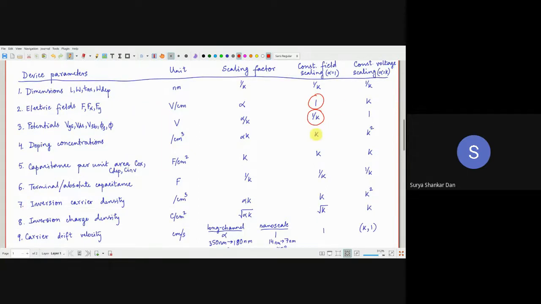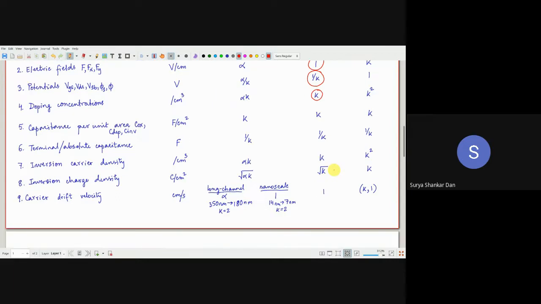The doping concentration, if you are doing constant voltage scaling, what will happen? The doping concentration will be increasing as a square of the scaling factor. So this is good. The capacitance per unit area, I mean, it doesn't matter. Let me not put a circle here. Okay. So I'm just mentioning which is the better of the two. Inversion carrier density. Of course, K square is better. We would like to have more carriers. Okay. This is actually better for the constant voltage scaling. For the inversion charge density, again, this is supposed to be better. However, for the carrier drift velocity, this is better.